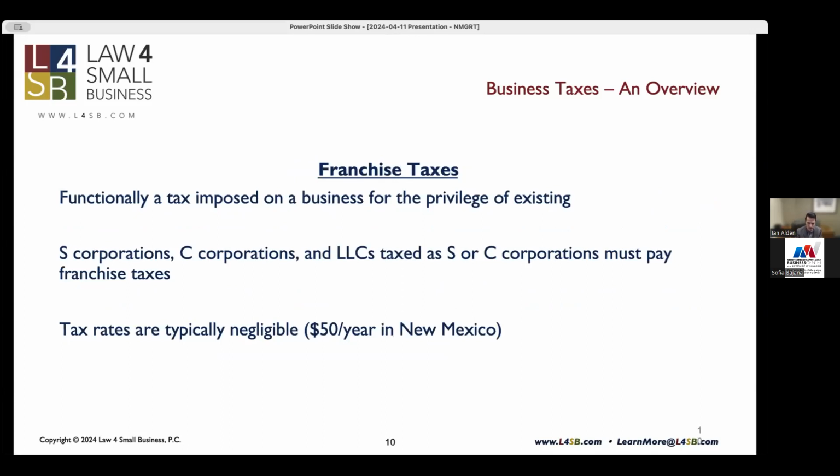Franchise taxes are another tax, very common. They're a tax imposed on a business for the privilege of existing. It's the nicest way to put it. New Mexico has a franchise tax on certain types of businesses, namely corporations or LLCs taxed as them. It's usually about $50 a year in New Mexico. There's some range and fluctuation, but it's about $50 for most people. And that's just a tax that gets reported to the state and then paid in its own separate return.